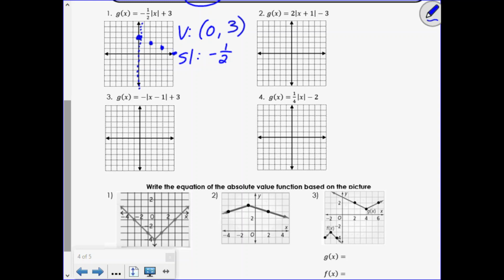Now all I have to do is reflect that over the line and switch to the other side. So instead of going down 1 and then over to the right, I'm going to go down 1 over to the left. Same slope, 1 over 2. Same slope on both sides. And then you draw your line, and that's the absolute value.